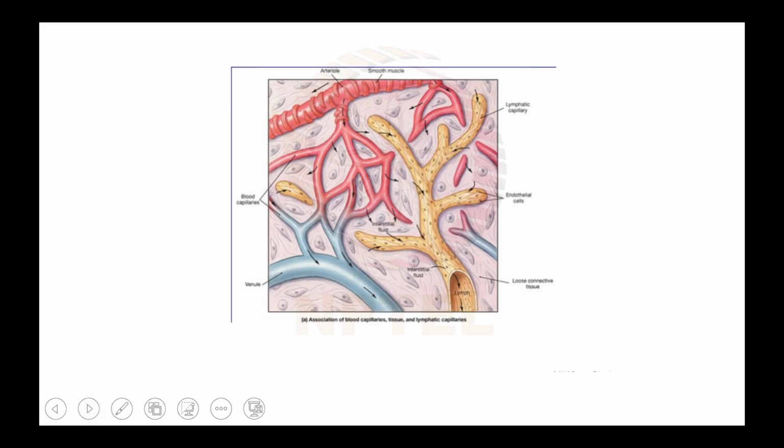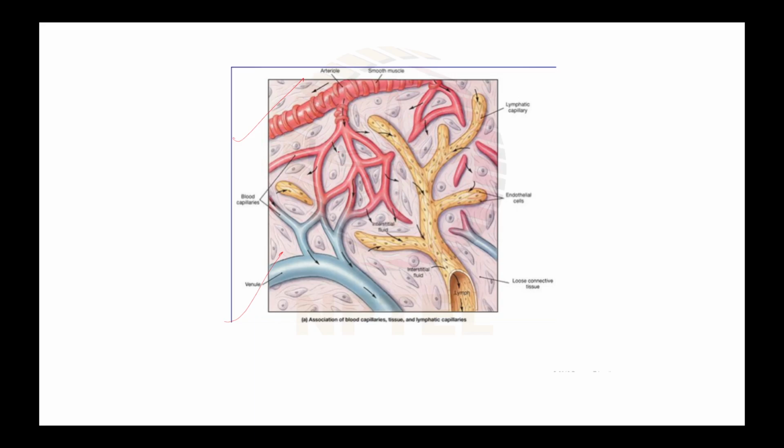Okay, so this is a representative image which I can show you. You can see these are arteries, these are venules. In the arteries and arterioles, you can see the smooth muscles are there. Then these arteries branch and make the capillaries. Here the gaseous exchange happens, and deoxygenated blood again goes to the veins.